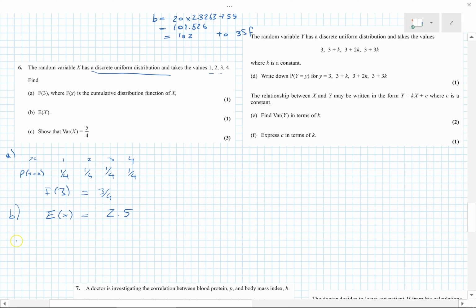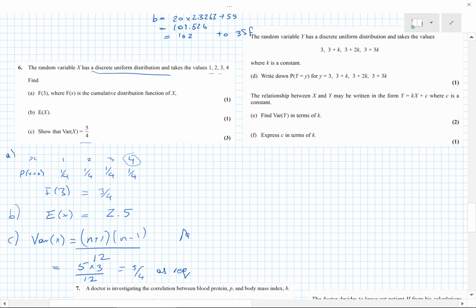Okay, part C, now it says show the variance is 5 over 4. Now there is a formula which is quotable for this, but it's not in the formula book, and that is n plus 1 times n minus 1 over 12. So that would be equal to, because n is 4 here, n is the total number of numbers, so that's 5 times 3 over 12, which gives us 5 over 4, which is fine. I'm wondering how many of us are going to remember that.